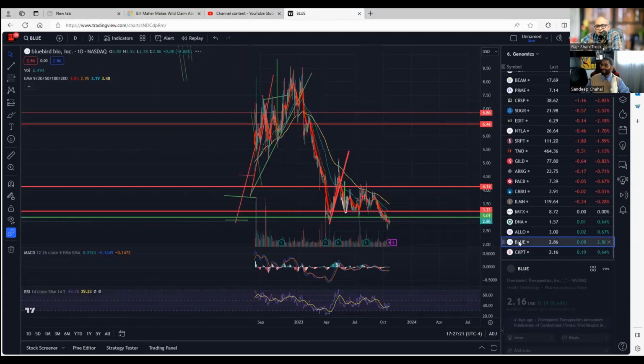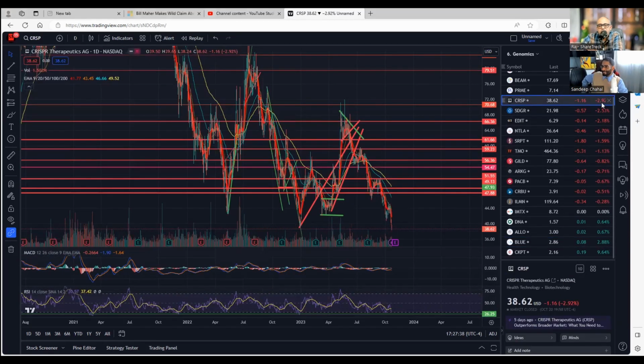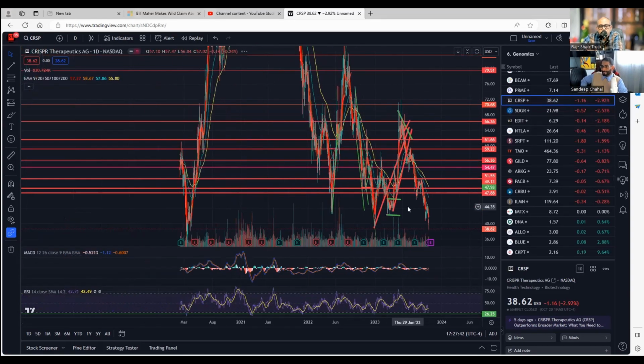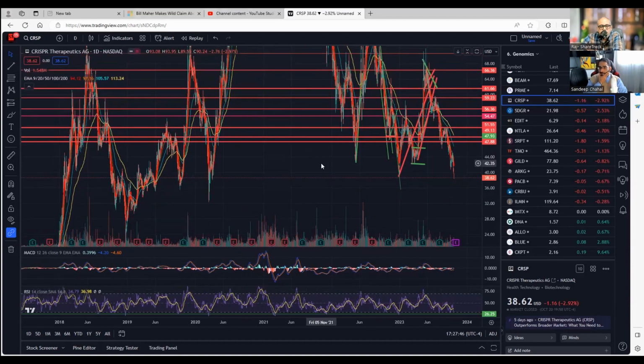Bluebird had a 2.8% improvement, which is pretty good. That could be the lower sell effect, people looking forward to lower sell, and the fact that Bluebird is so cheap. But if you look at CRISPR Therapeutics, which is out here, it has lost 2.92%. It's now at 38.62. It's looking so inexpensive right now, considering that it has got 1.